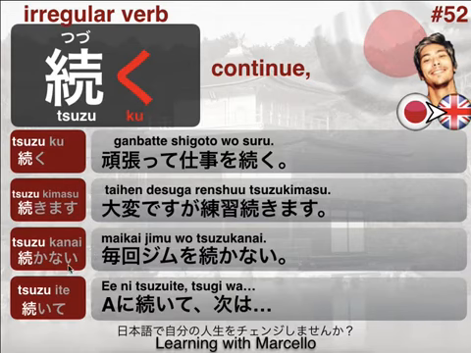Next one is our negative form, so that would be tsuzukanai. So ku becomes ka, tsuzukanai. And the sentence here is 毎回ジムを続かない。And 毎回 means every time. Jimu comes from gym, the place. And tsuzukanai is not continue, or I can't continue.